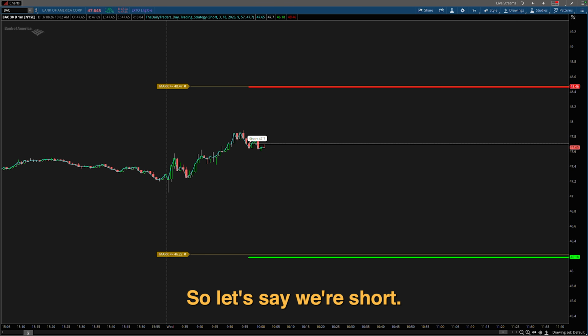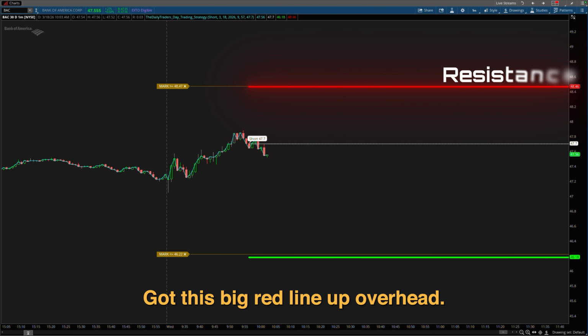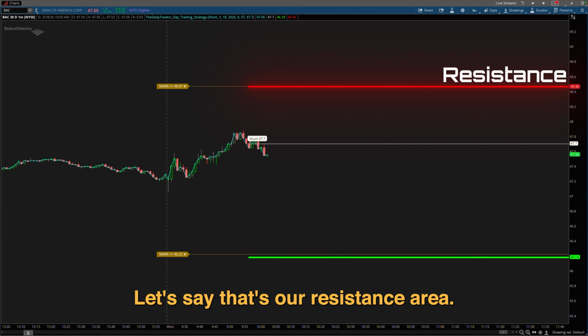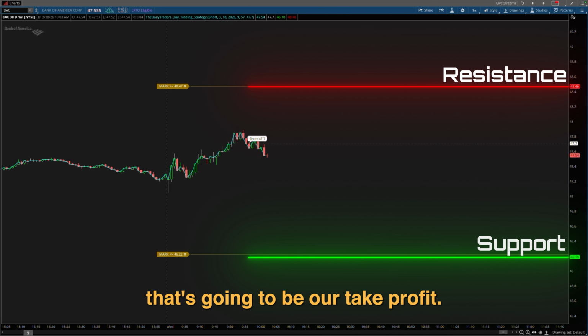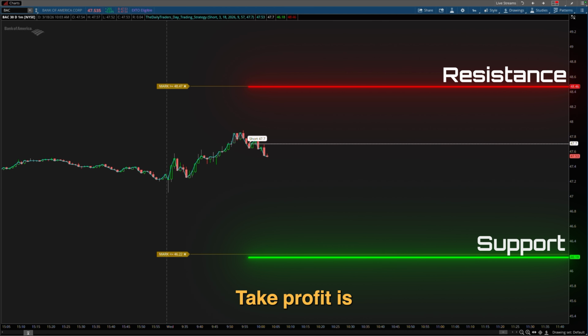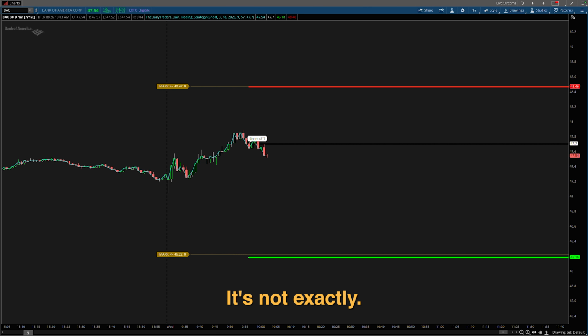So let's say we're short. We've got this big red line up overhead. Let's say that's our resistance area. Our stop loss is slightly above. Now on the downside at 46, our green line, that's going to be our take profit. Let's say that's our support. Take profit is, let's say it's slightly above our support. It's not exactly, but again, just for the example.